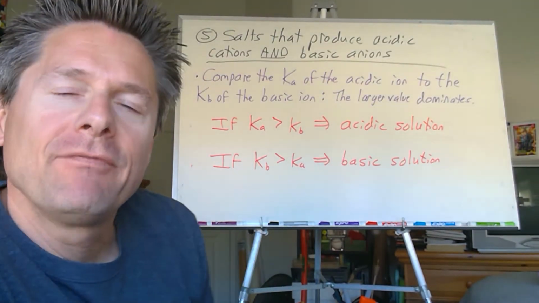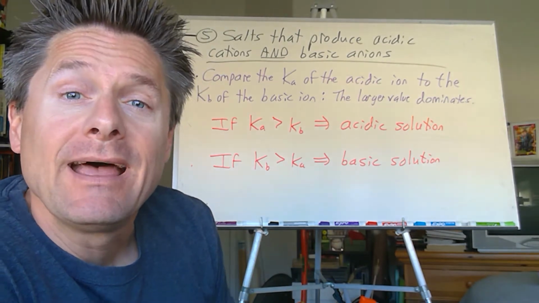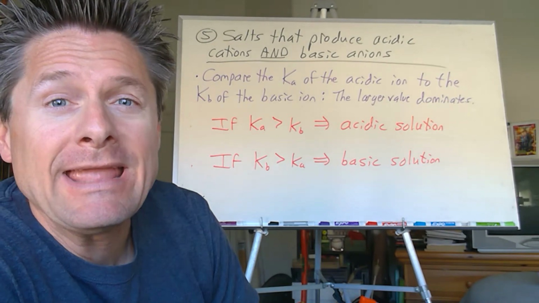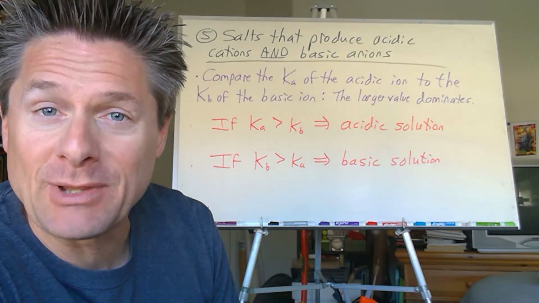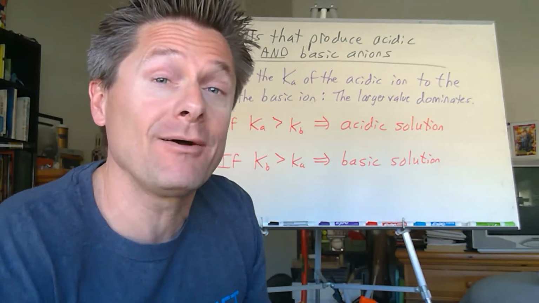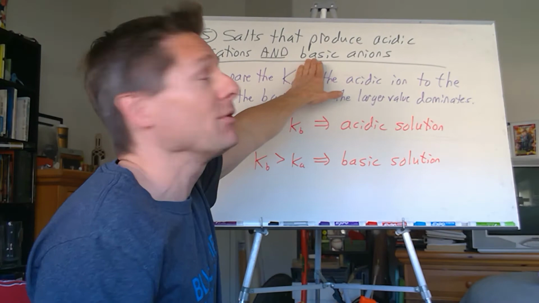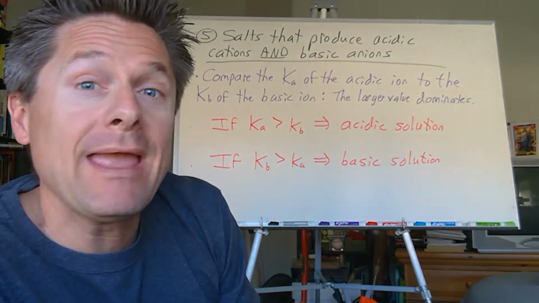All right, gang, to end off this video on the introduction to ions as acids and bases, it gets a little tricky if you have a salt that has a cation that's weakly acidic and an anion that's weakly basic. It's kind of like they counteract each other. So, salts that produce acidic cations and basic anions. Oh man, what are we going to do?